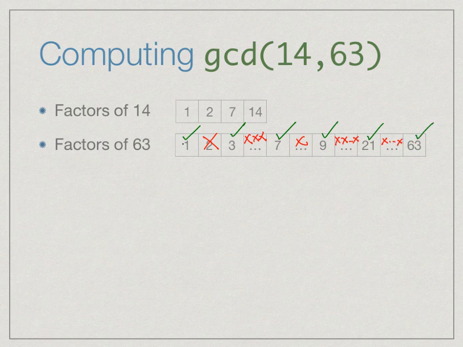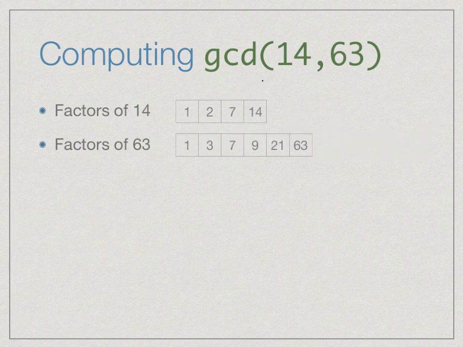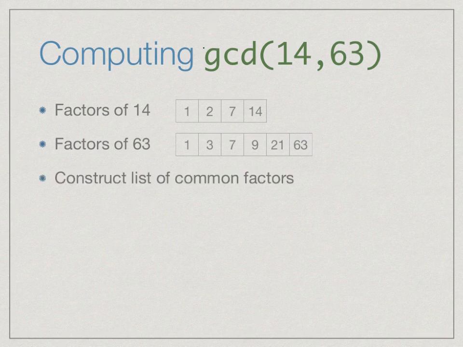So if we go through this systematically from 1 to 63, crossing out each number which is not a factor, we end up with the list 1, 3, 7, 9, 21 and 63. Having computed the factors of the two numbers 14 and 63, the next step in our algorithm says that we must find the largest factor that appears in both lists. So how do we do this? How do we construct a list of common factors? Now there are more clever ways to do this, but here is a very simple way.